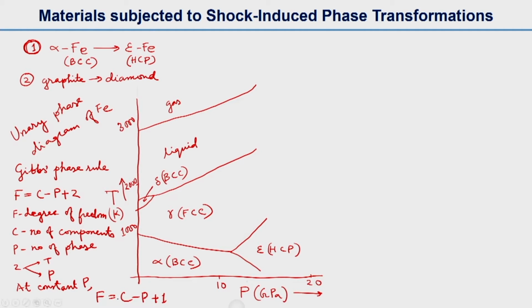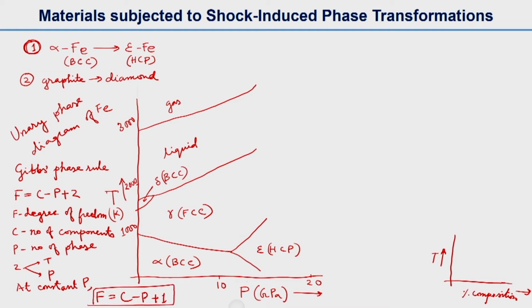As you know, some other phase diagrams are at constant pressure, and I will draw one on the right hand side. At constant pressure you have temperature on the y axis and percentage composition on the x axis. These types of phase diagrams are generally drawn at constant pressure, and for that the Gibbs phase rule will be F equals C minus P plus 1.